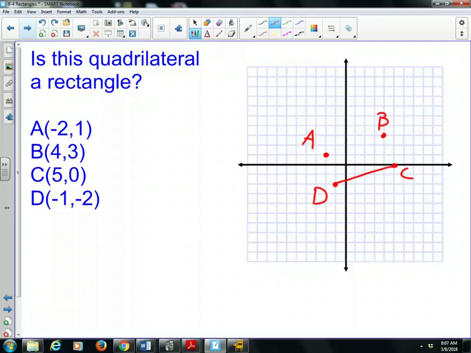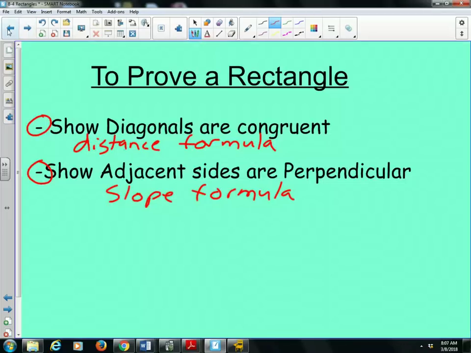So is this a rectangle? You might say, yes, it is because it looks like it, or no, it's not because it doesn't look like it. You can't just say because of what it looks like. You got to use one of the two things that we talked about on this last slide. So let's first see if the diagonals are congruent.